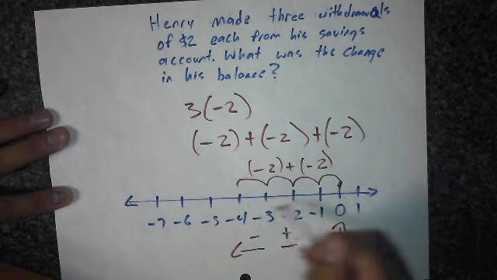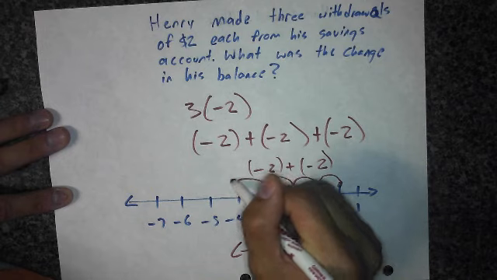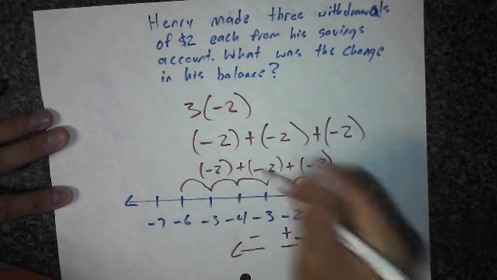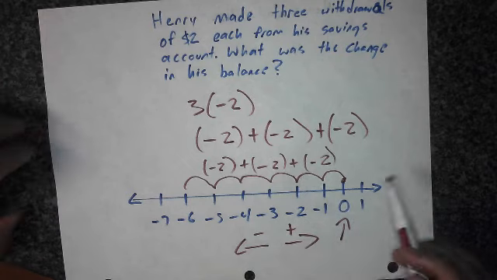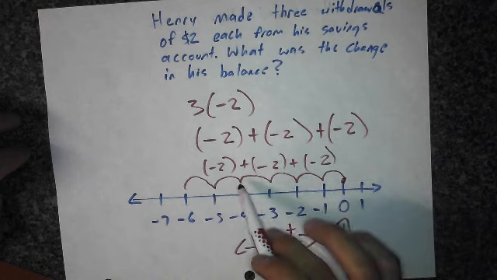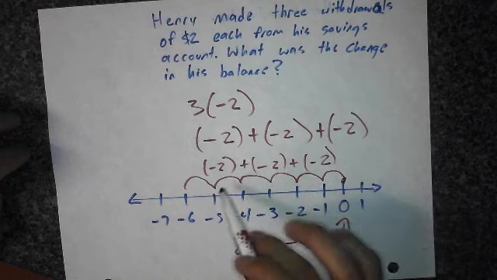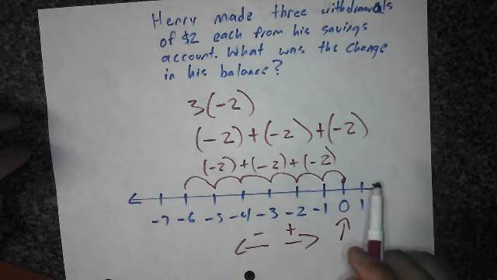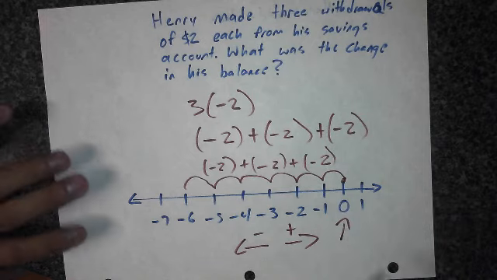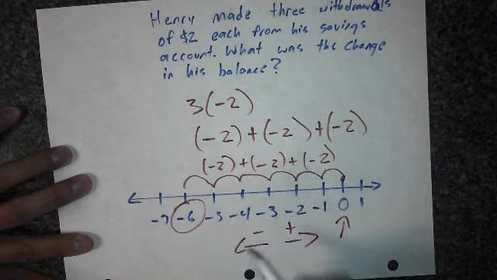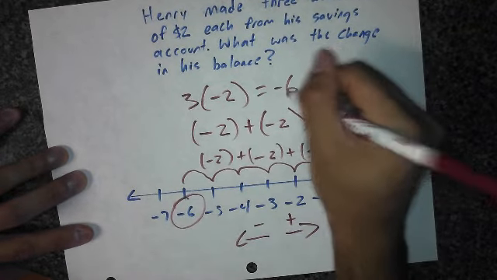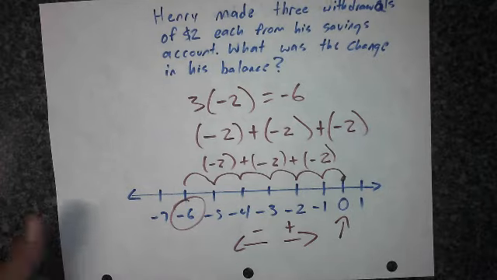All right. And then we're going to go a third time, another 2 spaces, 1, 2, negative 2. So we moved 2 spaces to the left, and then 2 more spaces to the left, and another 2 spaces to the left in order to represent 3 times negative 2. And as you can see, we landed on negative 6. So that would be your answer for this one.